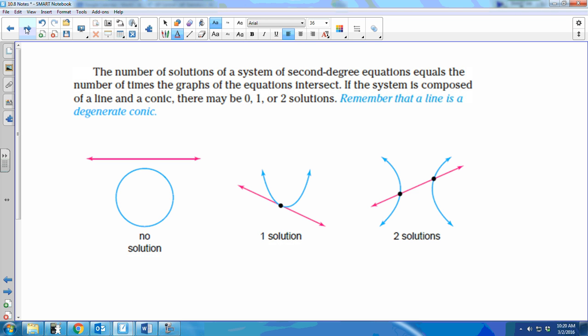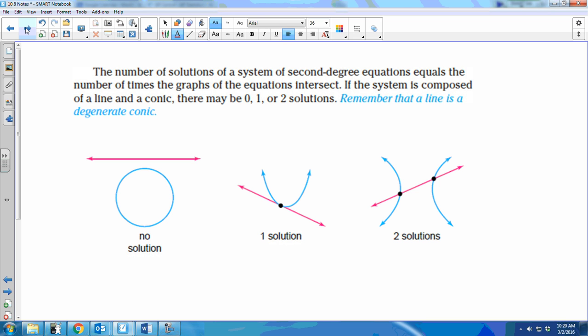So before we even solve anything, let's just think about the possibilities of what could happen. If you have a line and a conic section, well, then some things could happen. You could have no solution because they might not intersect at all. You could have one solution because they intersect one time. Or you could have two solutions because it could intersect twice, right? That's the maximum number of solutions you could have if you had a line and a conic section.